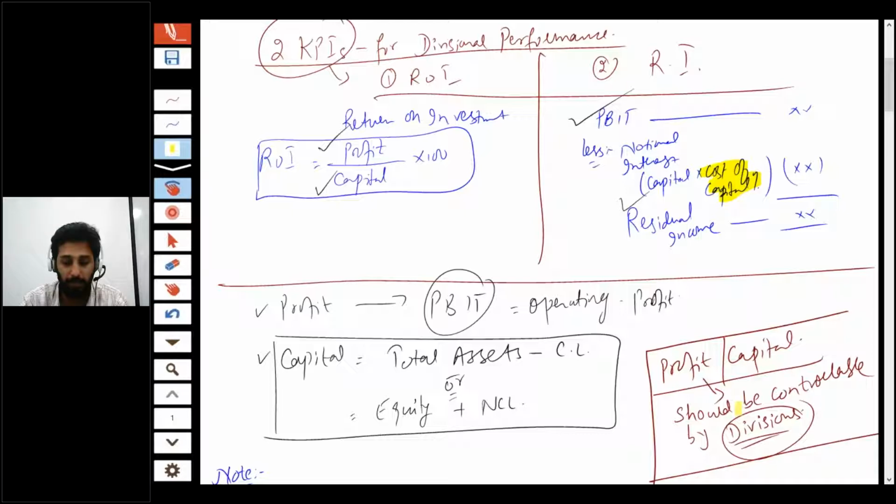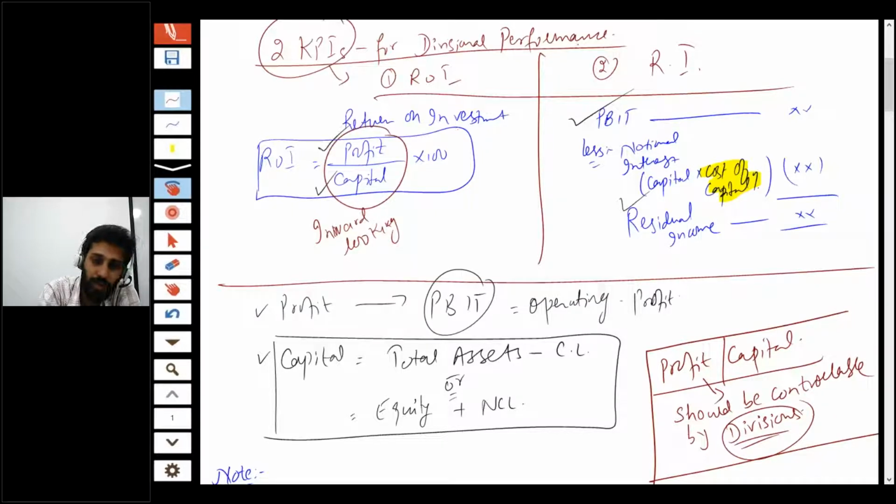RI is the better KPI in order to assess the performance. Why? Because it considers the cost of capital and the investment. ROI is purely inward looking. Why inward looking? Because it looks only at its own performance. This KPI and the mindset is very important.